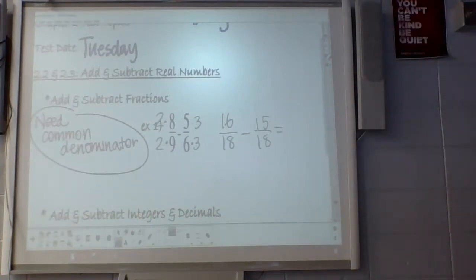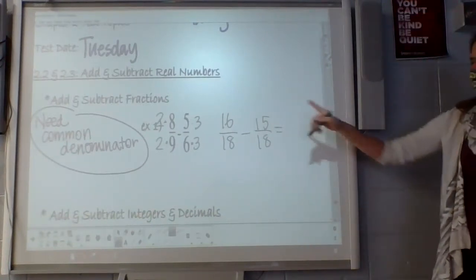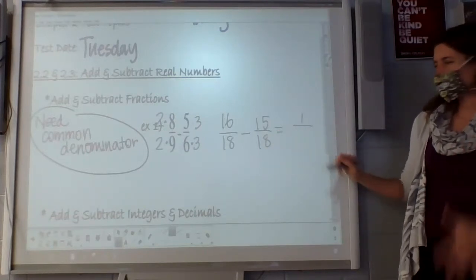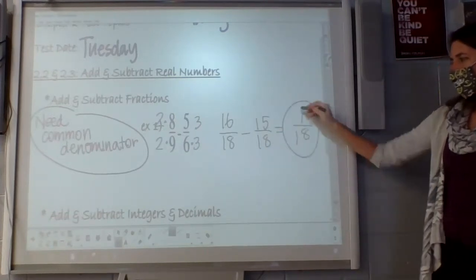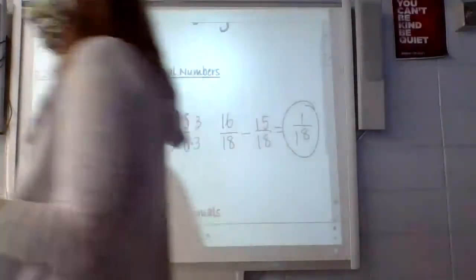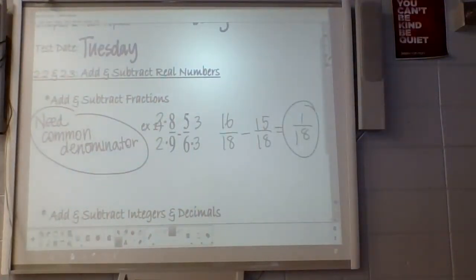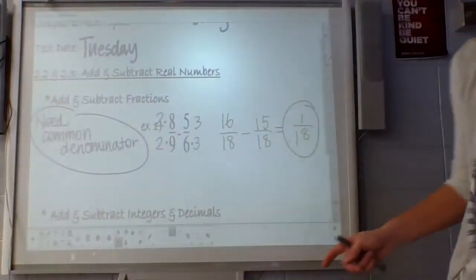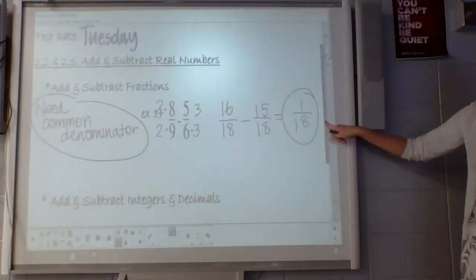Now I'm ready to subtract. So I get 16 minus 15 is 1. And then 18 minus 18, you don't do anything with that. You just leave it as a common denominator. Then you always want to check and see if you can simplify. On the test, I'll remind you of that; the directions will say simplify. But always check and see, can I simplify this at all? And 1 over 18 can't be simplified any further, so that's all we would have to do there. All right, questions?